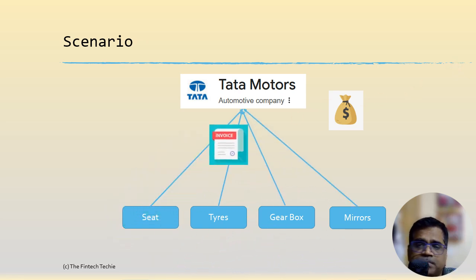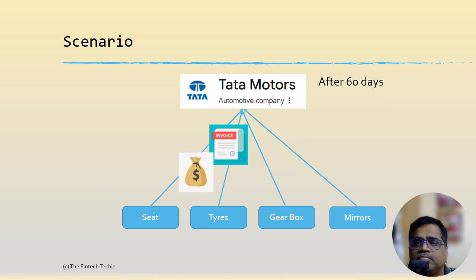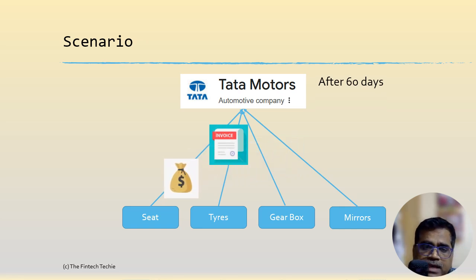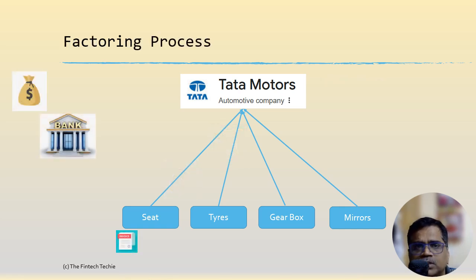Now, Tata Motors is a big company, and most companies, big or small, don't pay up immediately. Tata Motors may say, okay, fine, thanks for the invoice, you will get your 100K after 60 days. Now, the seat manufacturer is a small enterprise. He needs working capital funds urgently. He has to pay his staff, electricity bills, and also his raw material suppliers down the chain. So, what do we do? This is the scenario. That's where factoring comes into play.